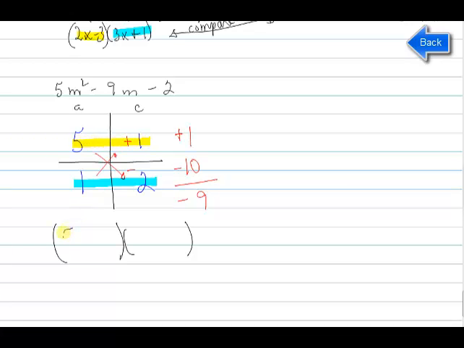And my first row goes in my first bracket. I write it as 5x plus 1. And my second row goes into my second bracket, and I write it as x, or 1x if you like, minus 2. Now, one way that you can check your answer to see if you're correct is you can FOIL. So you can check by foiling.